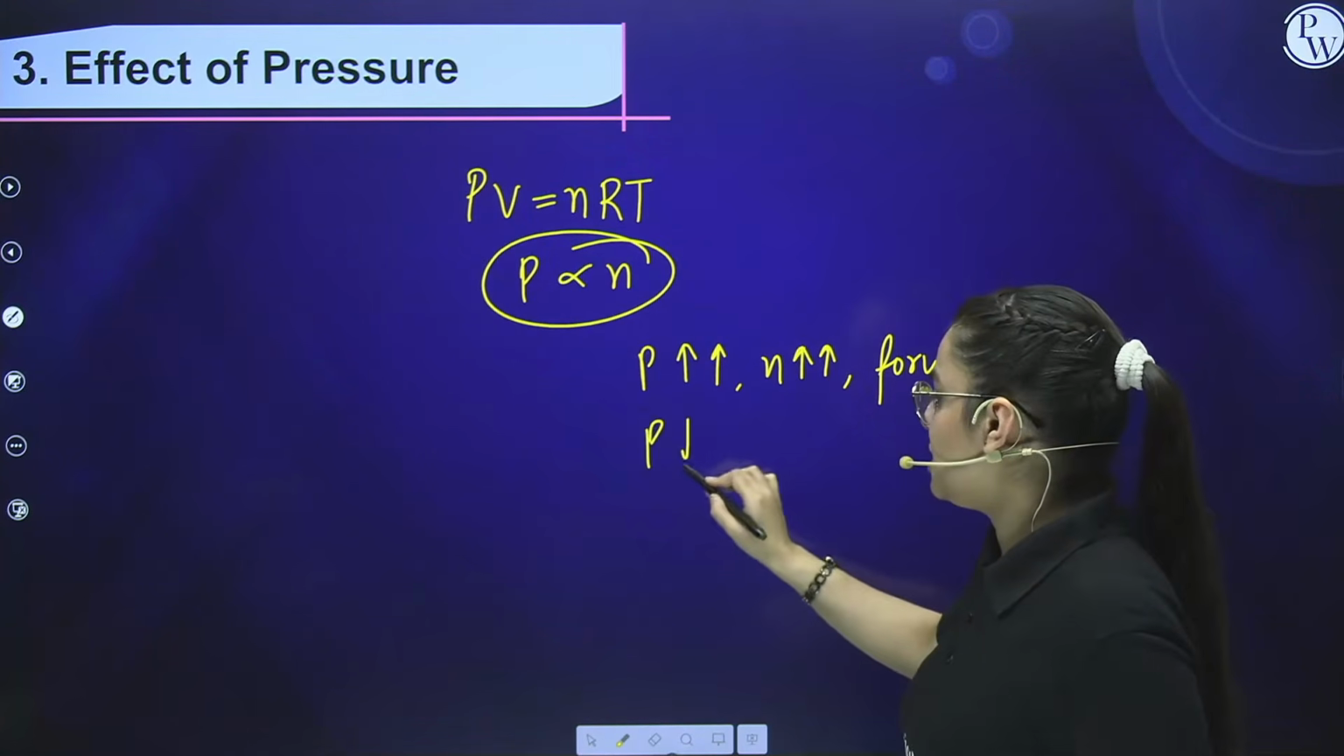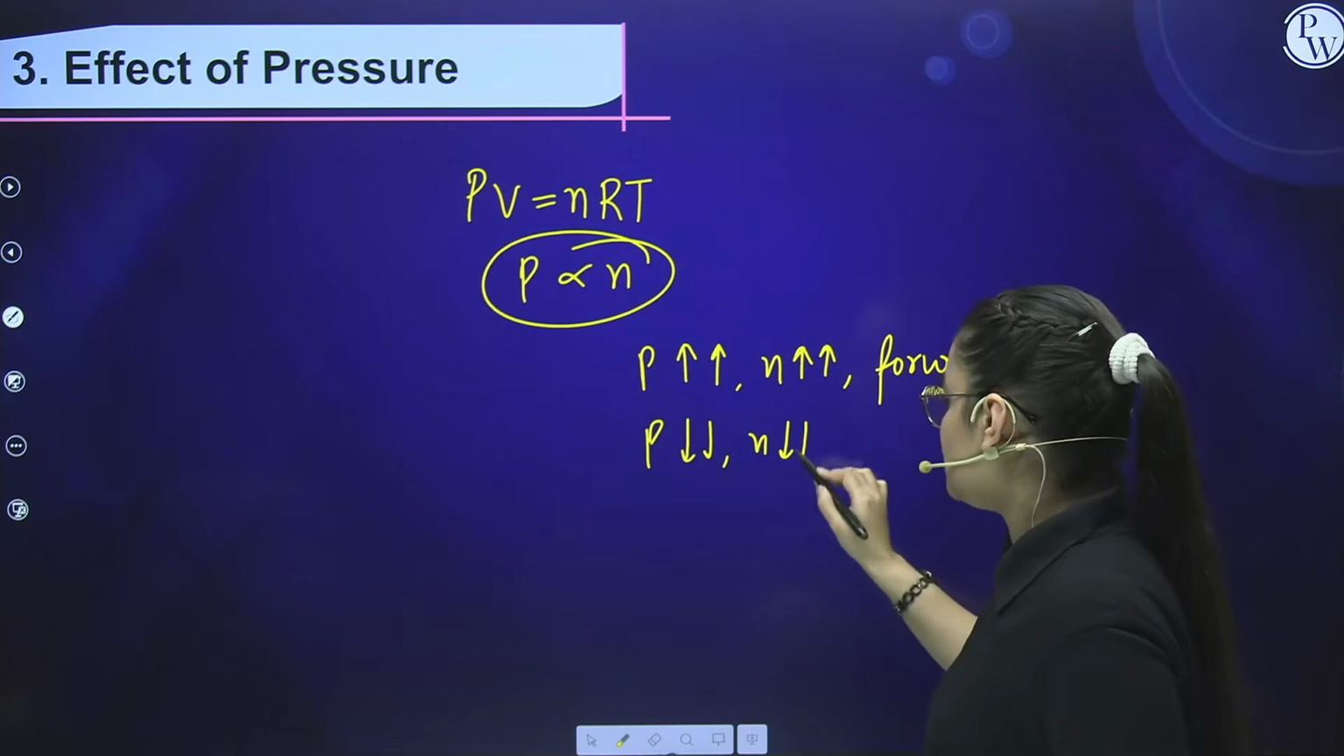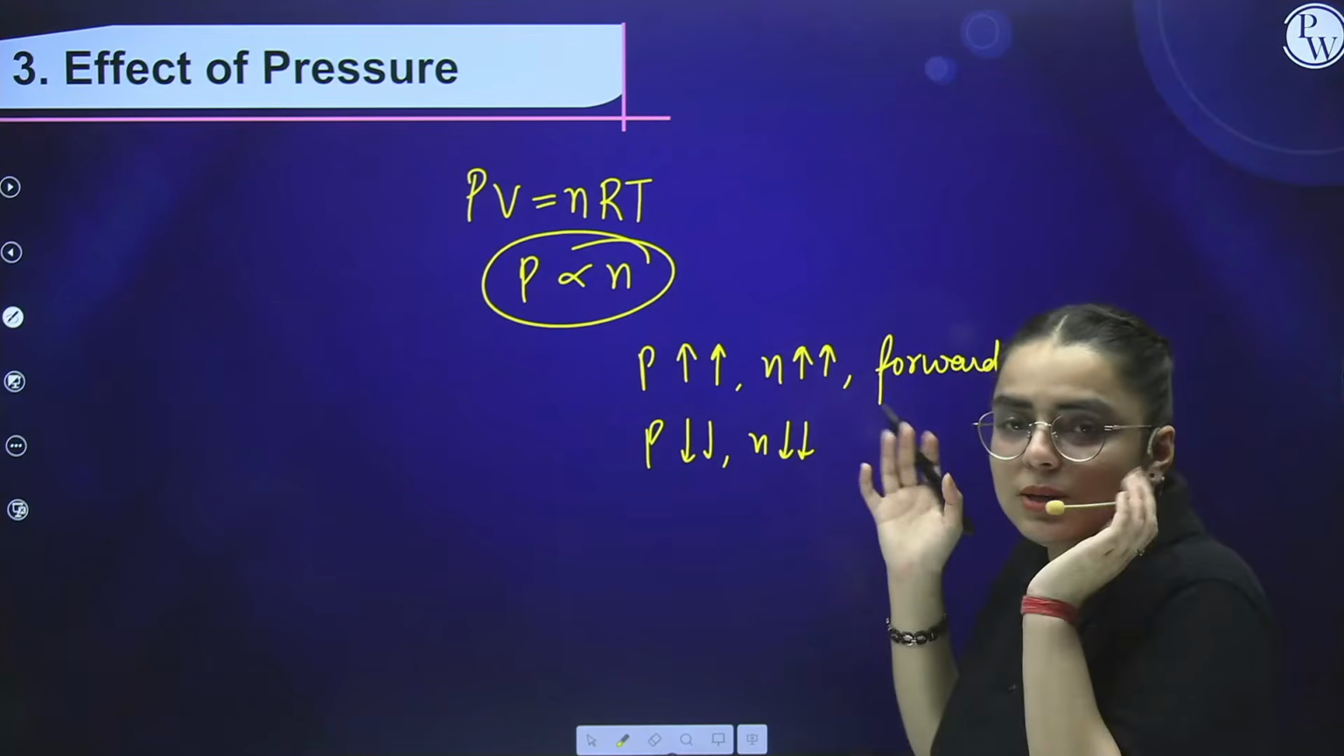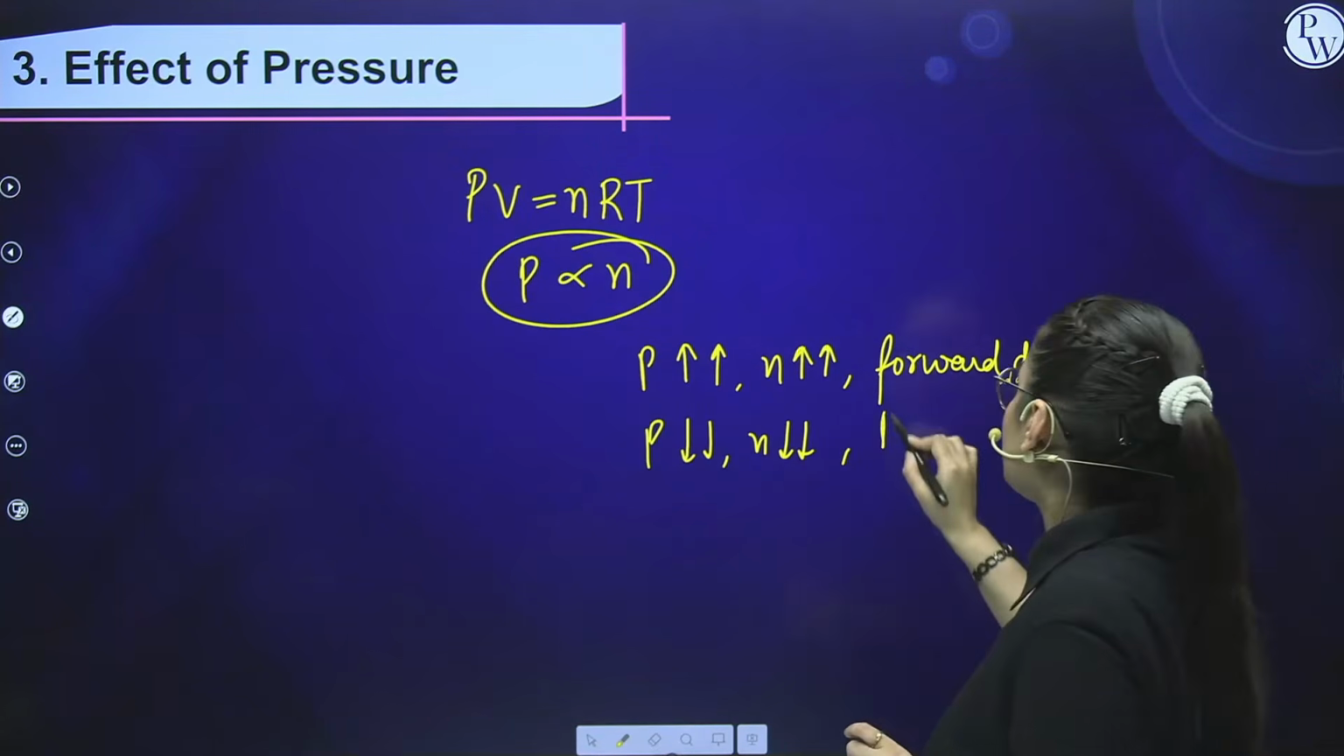Now when pressure is decreased, number of moles is decreased, so what will the system do? It will undo this effect. To undo this effect, it wants number of moles to be increased, and to increase, the reaction will proceed in the backward direction.